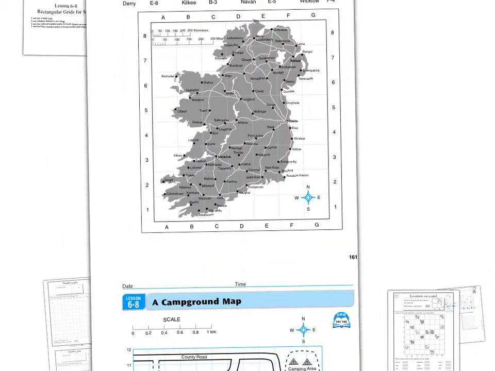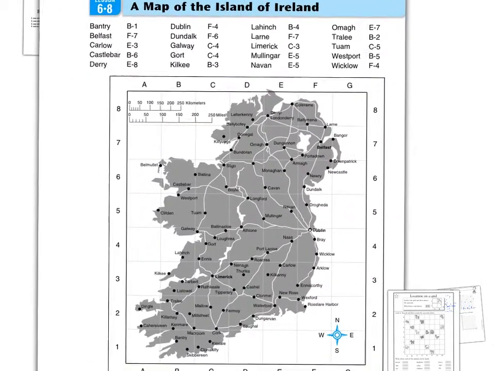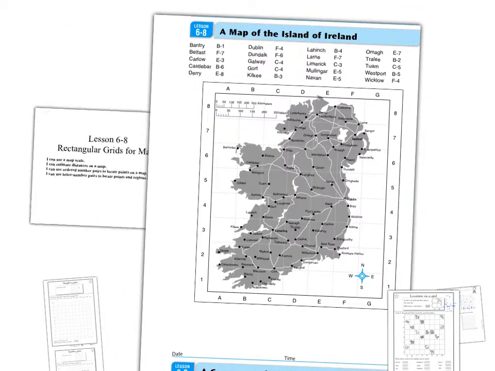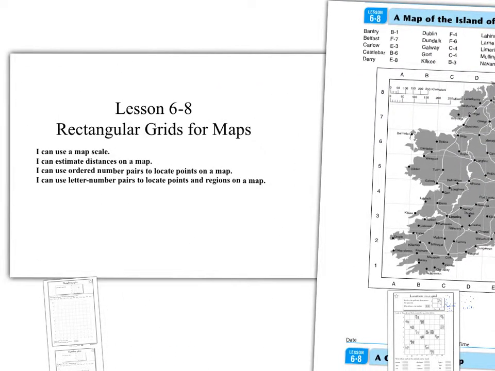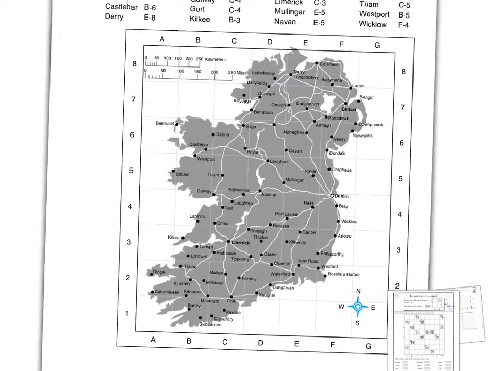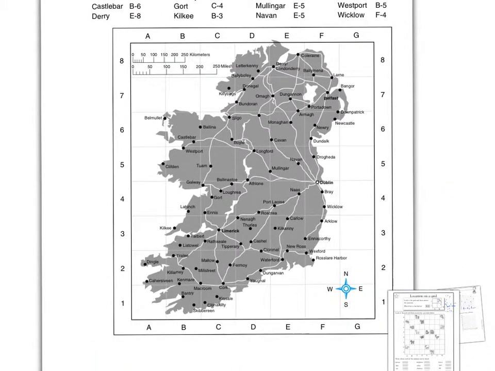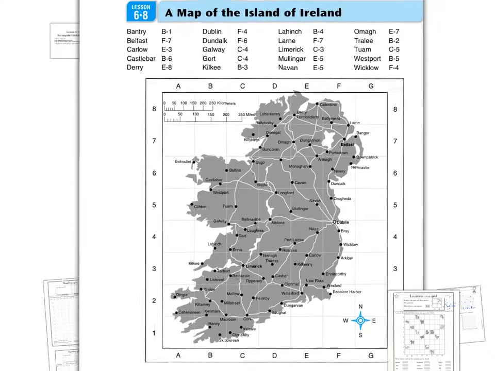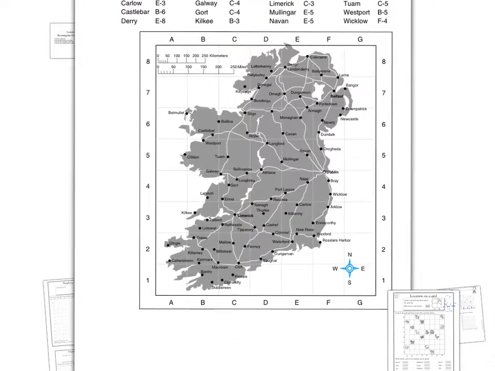Alright, now if you turn to page 161 in your math journal, you'll see the map of the island of Ireland. This is where we start using letter-number pairs. Okay, letter with a number. Notice the letters on the bottom and the top, and the numbers on the right and the left. Same thing here. You go over first and up second. So it says Bantry is at B-1.